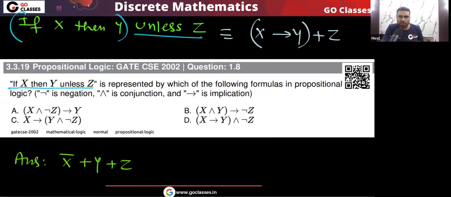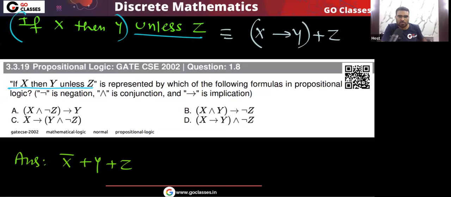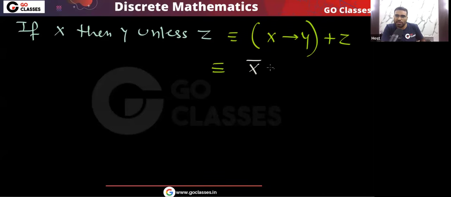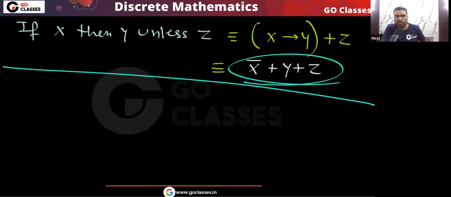Okay, let's see. What is option A? Remember our given statement: if X, then Y, unless Z. For this given statement, you know the answer will be X implies Y, unless is the same as or, so that is X implies Y or Z. So here we are getting X bar or Y or Z, but no option is matching directly. So let's check which option is equivalent to X bar or Y or Z.